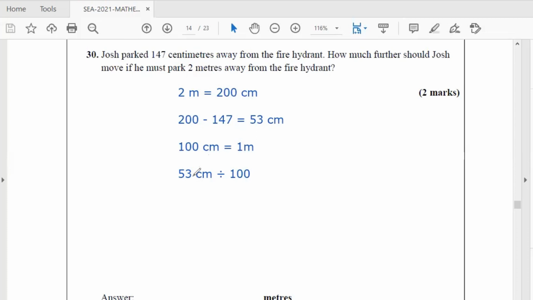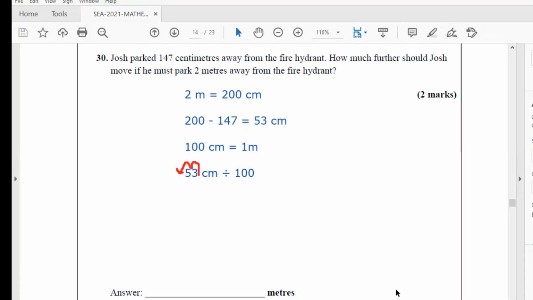Okay, so when we are dealing with multiplying or dividing by powers of 10, we either move the decimal point to the right when we multiply, or we move it to the left when we divide by the number of zeros at the end of the divisor, right? So 100 has two zeros, and we're going to move it one, two spaces to the left. So proper form would dictate that when we are giving this answer, we include the zero before the decimal point. So we're going to put 0.53 meters. So our answer for this question is that Josh should move 0.53 meters further away in order to get to 2 meters away from the fire hydrant.